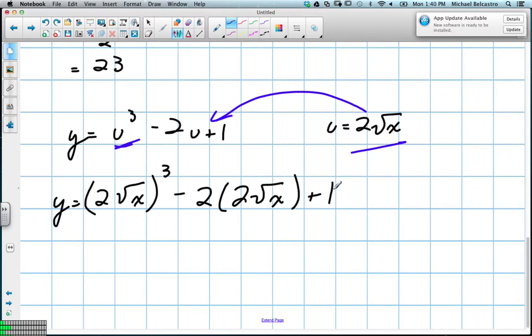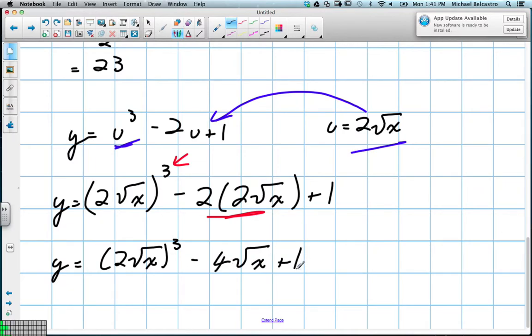This gets rid of us having to memorize the derivatives for a composite function, and we can just find the derivative the way we were used to doing in the last few lessons. I'm going to simplify the middle, but I'm going to leave this as a chain. So y is equal to 2 root x cubed, minus 4 root x, plus 1. Now let's find the derivative. y prime is equal to, we bring down the 3 in front, times 2 root x squared. And then we have to find the derivative of 2 root x.